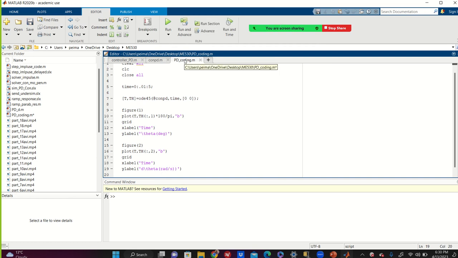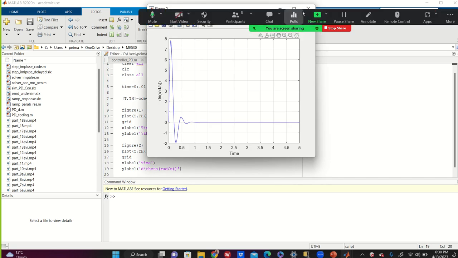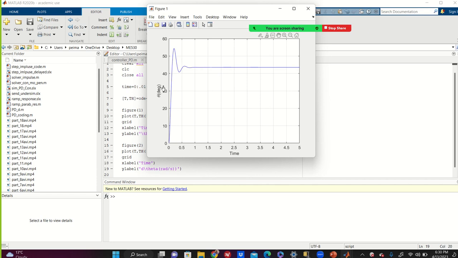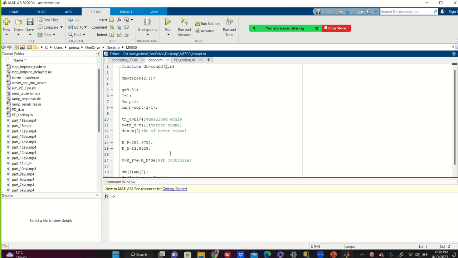I have too many things in this coding. Okay, here we go. D theta, radian per second, time. Theta, degree, time. You made a marginally stable system by PD controller like this. There is one extra bracket here. Okay. So I'm not done yet, guys.